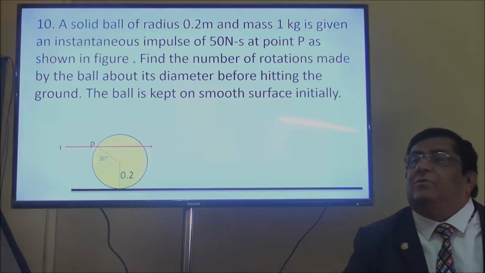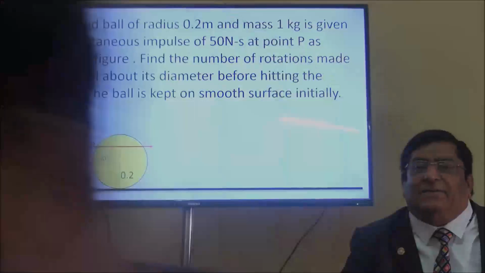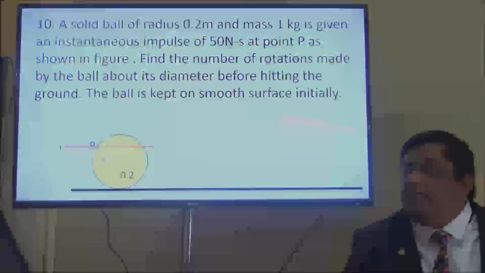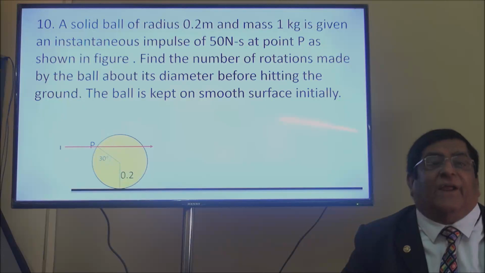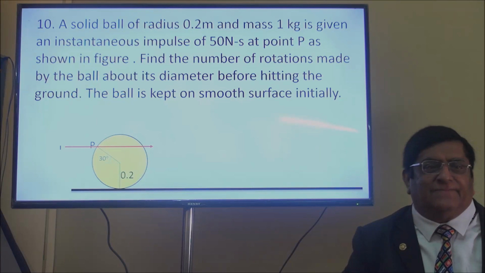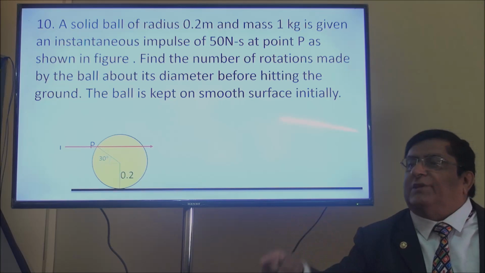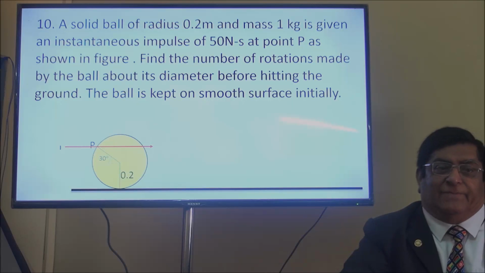How does a golf ball go? When we hit a golf ball, what is the type of motion it is showing? Very good. Projectile motion. You all have seen that? The golf ball goes in a projectile, right? So it will go in a projectile.